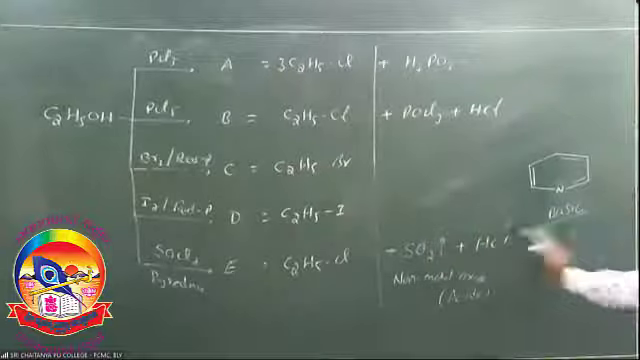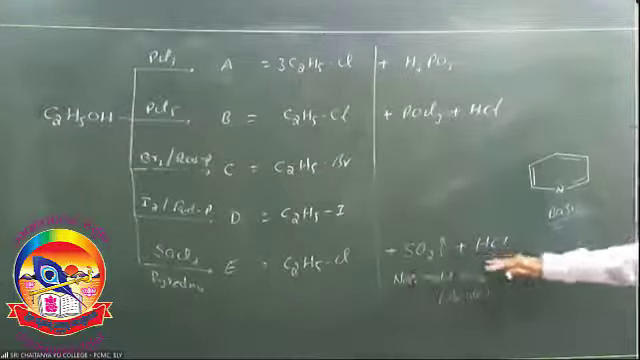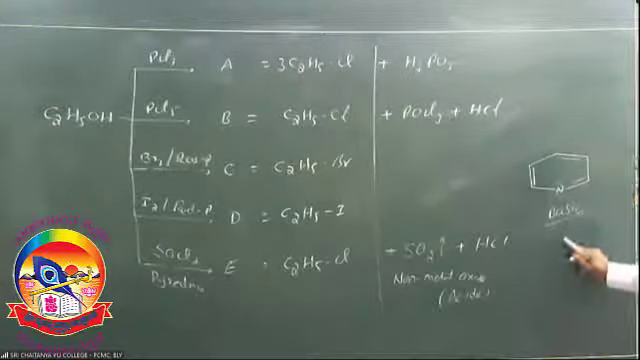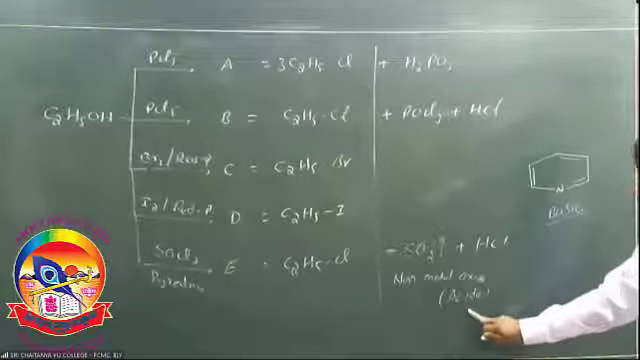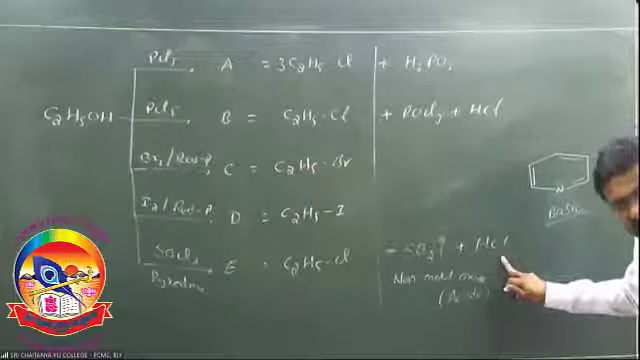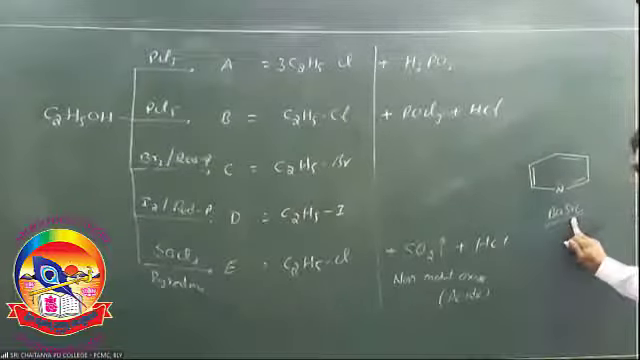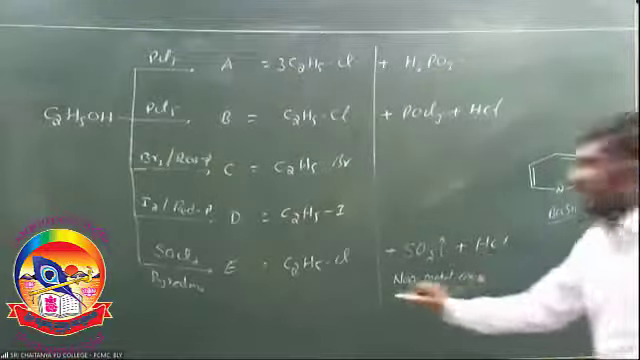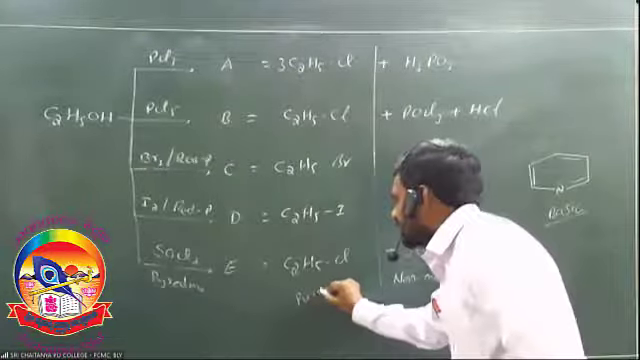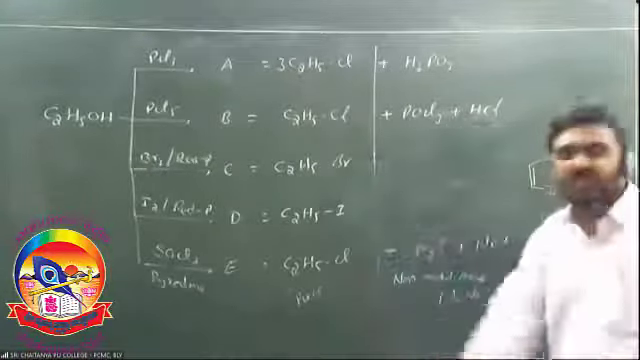Both SO2 and HCl are removed by pyridine, because sulfur dioxide is a non-metal oxide, acidic in nature, and HCl is an acid, while pyridine is basic. So pyridine can remove the acidic impurities, and in this method pure ethyl chloride is obtained.